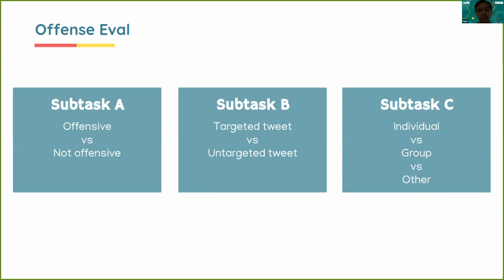When we know the tweet is offensive, we move to subtask B to classify whether the tweet is targeted or untargeted. And when we know that the tweet is targeted, we move to subtask C to know what the targeted tweet is about. Is it to an individual, a group, or others?